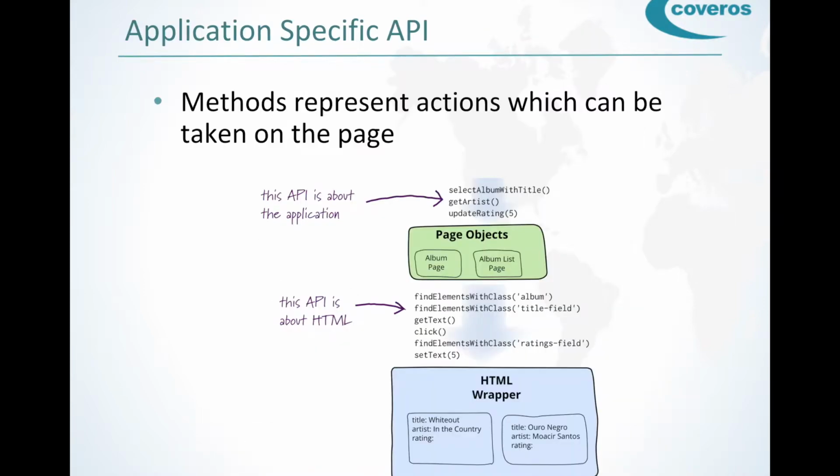And what this allows you to do is to create an application-specific API, which then enables you to write your tests by calling these methods, as opposed to having to manipulate HTML elements directly with Selenium or whatever test tool you're using.